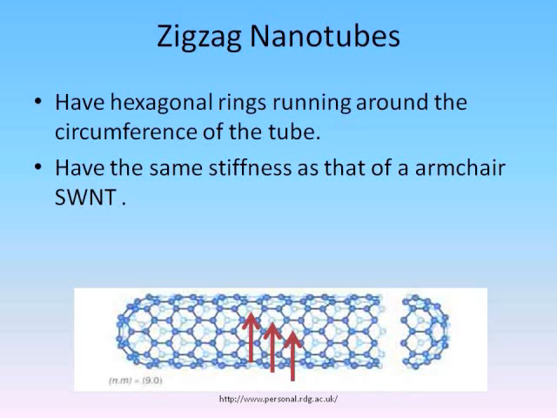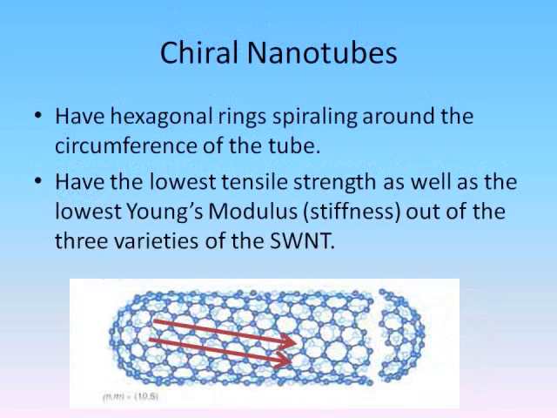Another type of carbon nanotube is a zigzag nanotube. This type has hexagonal rings running around the circumference of the tube, as opposed to the armchair nanotube, which has hexagonal rings running along the length instead. This type of nanotube has the same stiffness as an armchair single-walled nanotube.